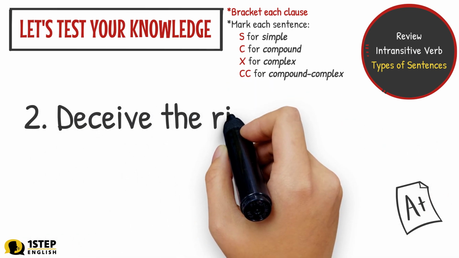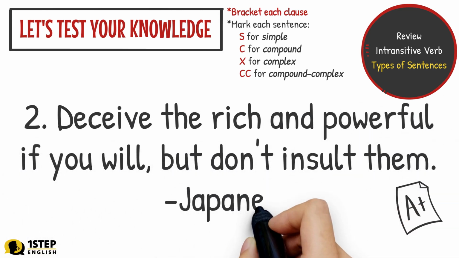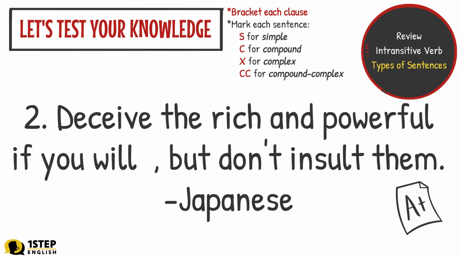2. Deceive the rich and powerful if you will, but don't insult them. Japanese. Let's check your answer. We mark this sentence as compound complex. A compound complex sentence consists of two or more independent clauses and one or more subordinate clauses.